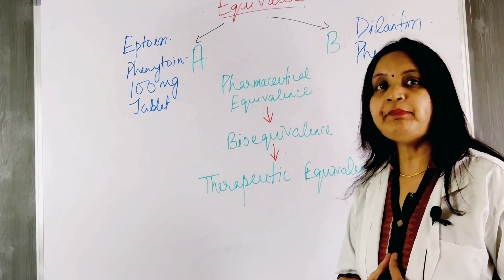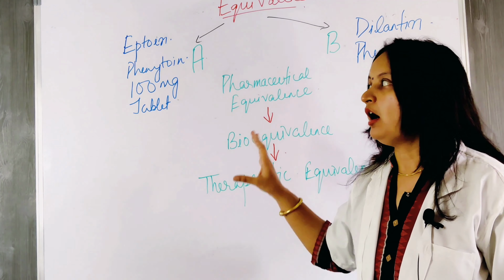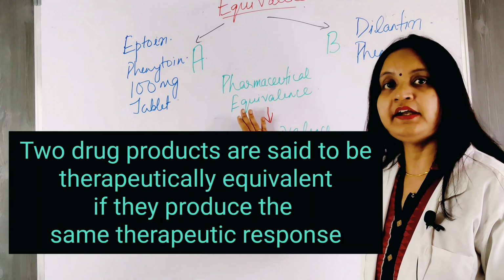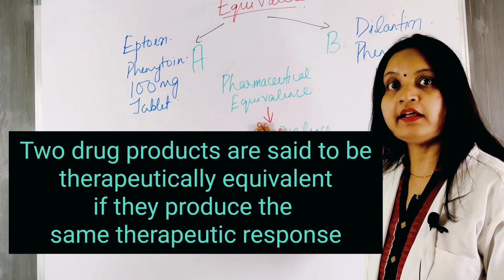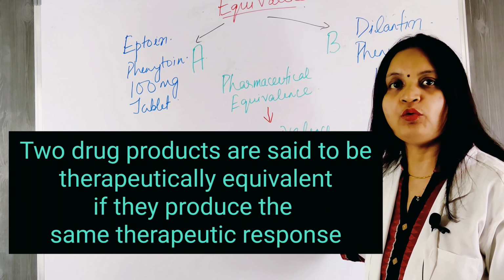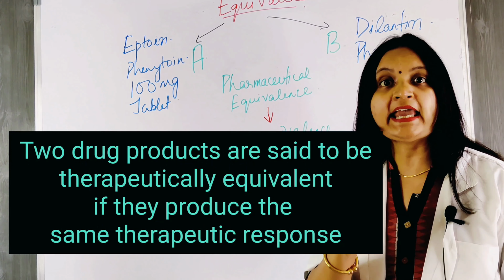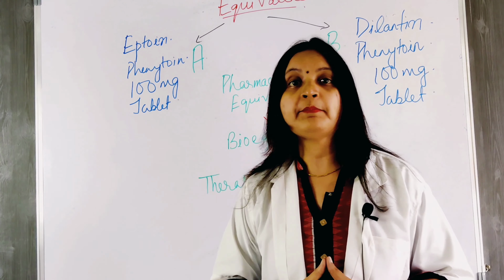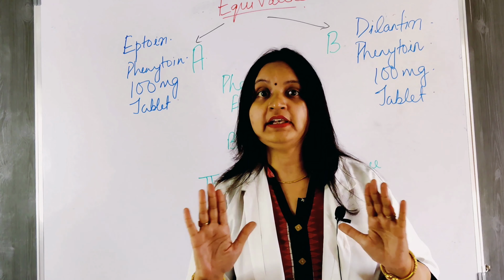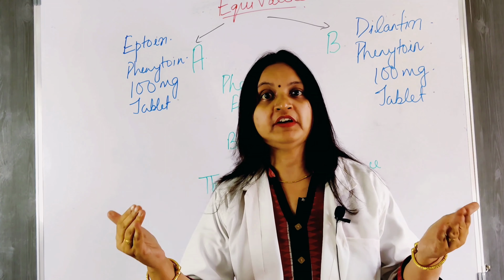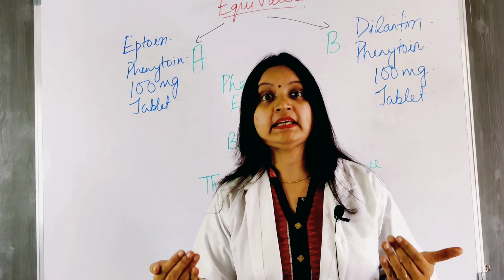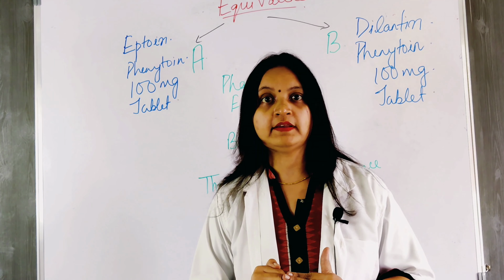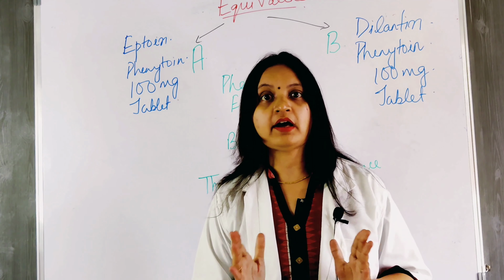Now, what is therapeutic equivalence? Two products that are considered to be bioequivalent are considered to be therapeutically equivalent if they produce the same therapeutic response. Therapeutic equivalence also applies to drugs that are structurally different, belonging to different classes, but producing the same therapeutic response. So in this case, the two products are considered to be therapeutically equivalent.